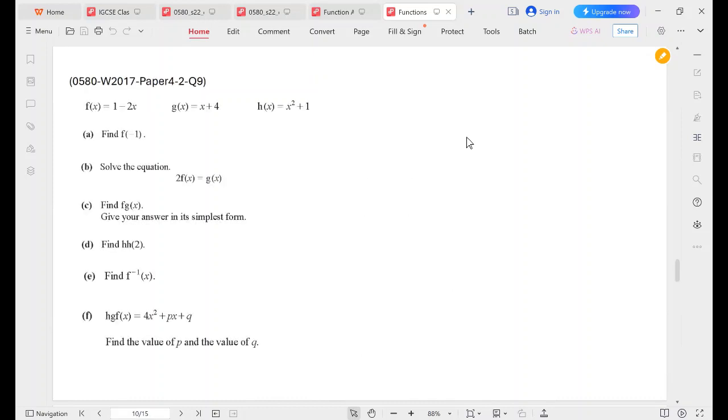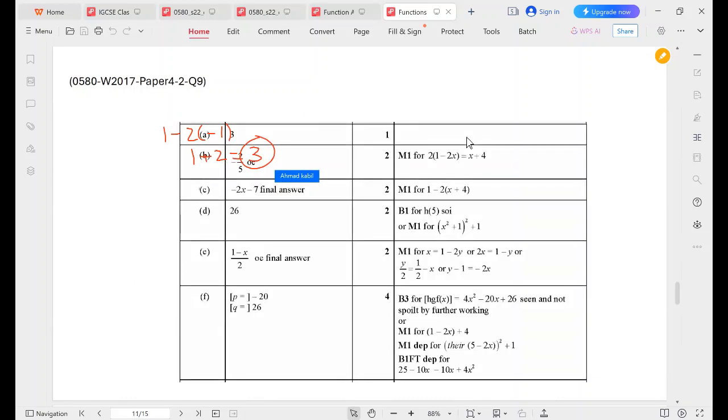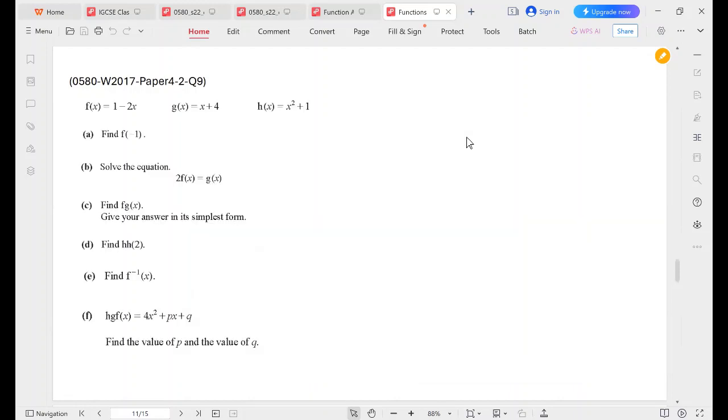Now for question 10, we are required first to find f of -1. So f of -1 is 1 minus 2 times -1, which is 1 plus 2, which is equal to 3. And 3 is the correct final answer to A.